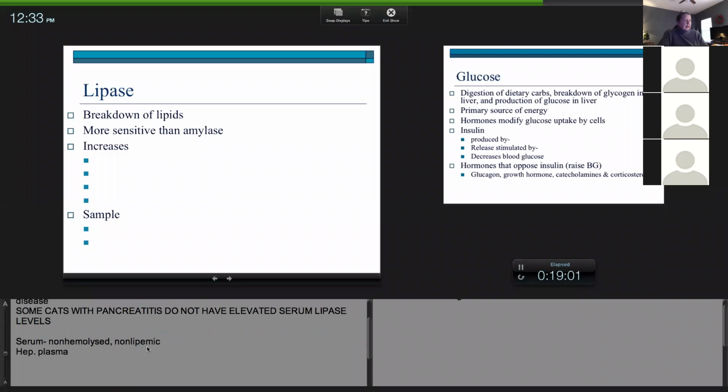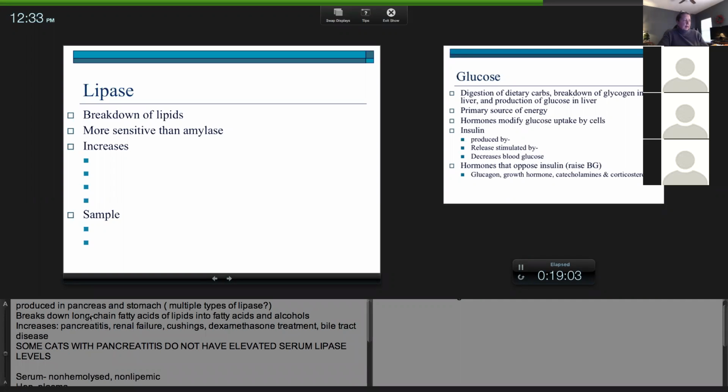Anyway, lipase tends to be more sensitive. When we do see an elevated lipase, pancreatitis is probably the number one thing. It can also be kidney failure, Cushing's, or bile tract disease. So you can see there's a variety of things, but it is primarily associated with the pancreas and is typically elevated if they have pancreatitis.